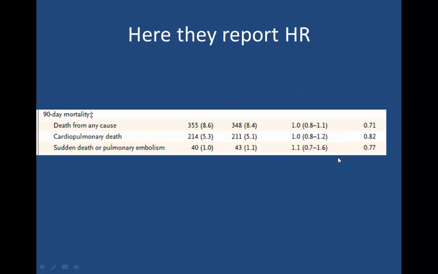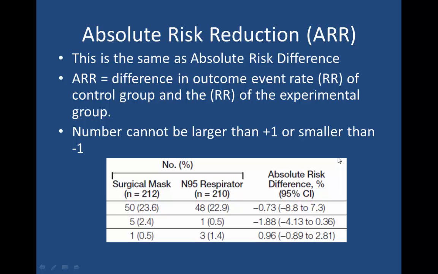So I'm going to skip ahead one slide for just a minute. Here is absolute risk reduction, and it's easy to calculate. And I've gone back to the surgical versus N95 mask study here. It says, what is the actual percentage difference between the outcome in the control group and the outcome in the experimental group? So the number cannot be larger than 1 or smaller than -1. Let's look at this.